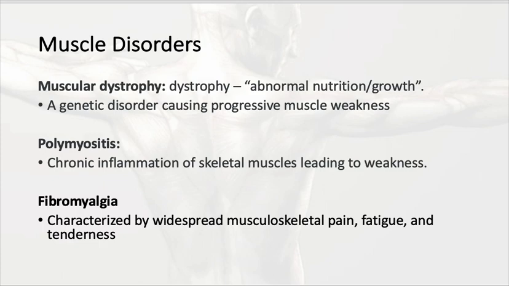Polymyositis, if we break down the word, poly means many, myo means muscle, and itis means inflammation. So it's chronic inflammation of many skeletal muscles, leading to weakness. It is an autoimmune condition. When we see disorders like this that are very widespread throughout the body, they are often related to either genetic disorders or autoimmune disorders, as we've seen so far. So in polymyositis, the immune system mistakenly attacks muscle tissue in this case.